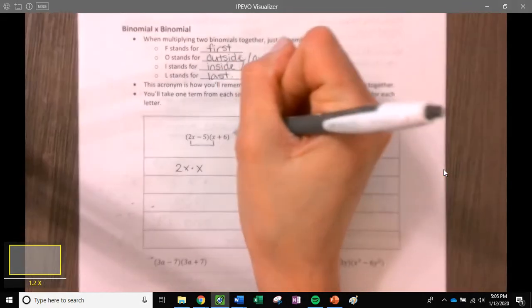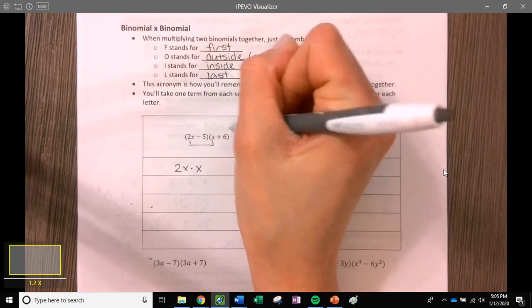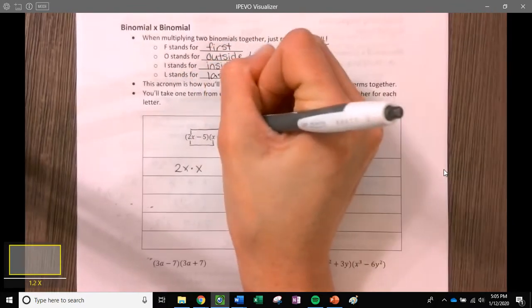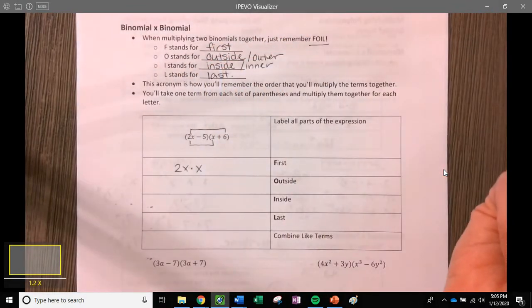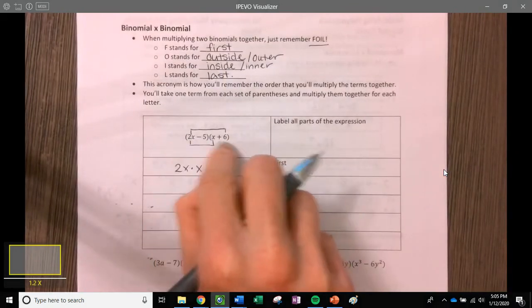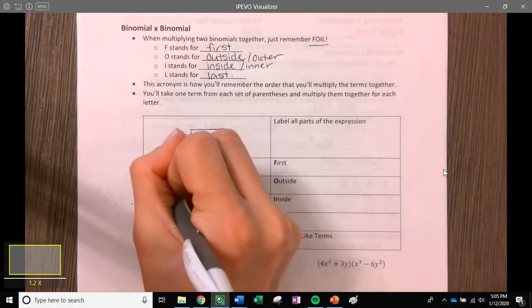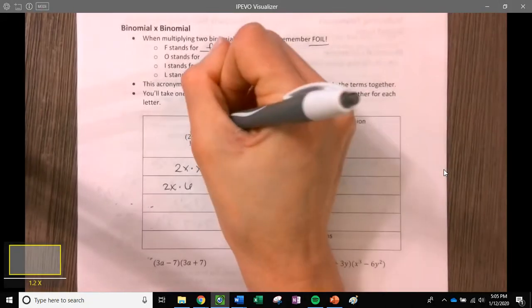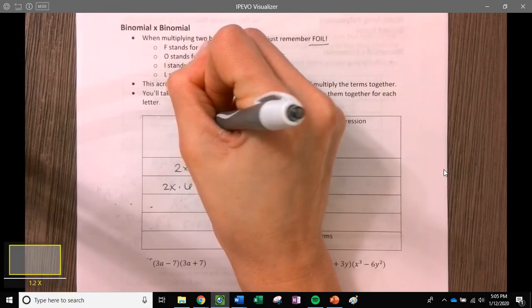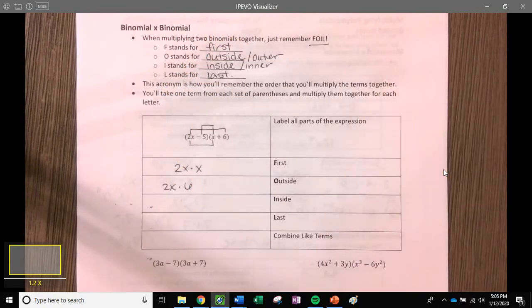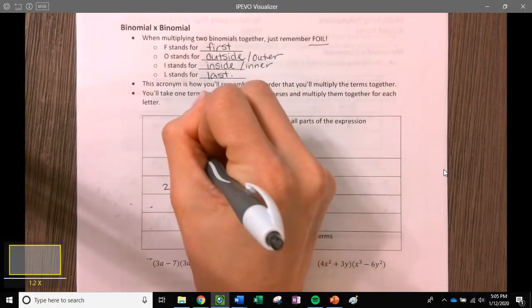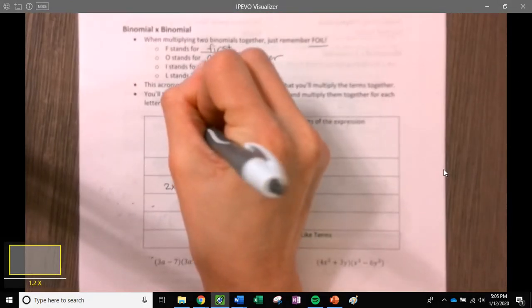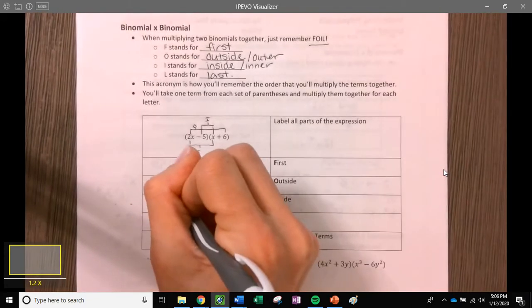The terms that are in the outside position in both of these sets of parentheses are the 2x and the 6. They're on the outermost edges. So that's 2x times 6. Okay, the inside terms, negative 5 and x. This is F, this is O, this is I. The inside, negative 5 times x.